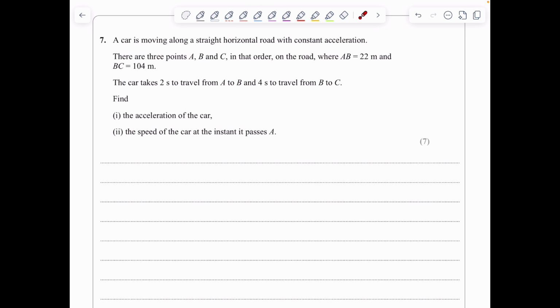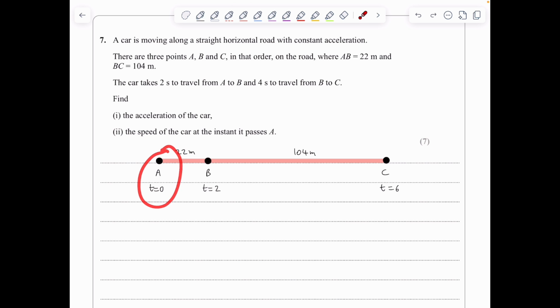I will draw a straight line representing the journey. We've got A, B, C along the journey here. I'm going to add the time points. So at A, t is 0, at B, t is 2, and at C, t is 6. I will also add the distances of 22 meters and 104 meters respectively. I'm going to call the velocity at A U meters per second, and I'll be using SUVAT equations because we're experiencing constant acceleration throughout the journey.